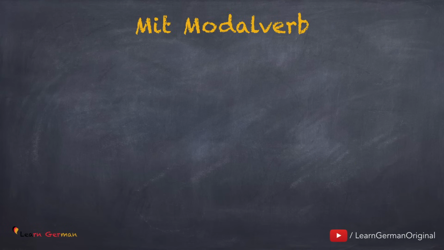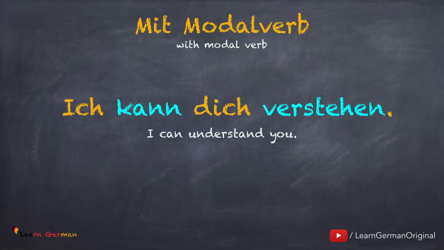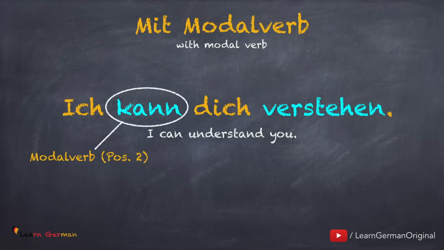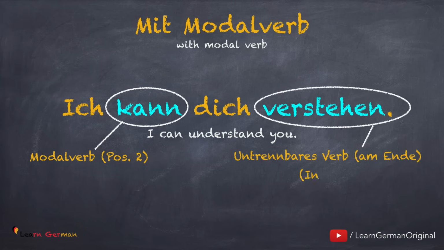Now let's see what happens when we use this verb with a Modalverb. Ich kann dich verstehen. So like with all other verbs, the Modalverb will be in the second position, conjugated, and untrennbares Verb will be at the end of the sentence and in infinitive. If you feel you need to revise Modalverben, you can do that. The link is given below in the description.